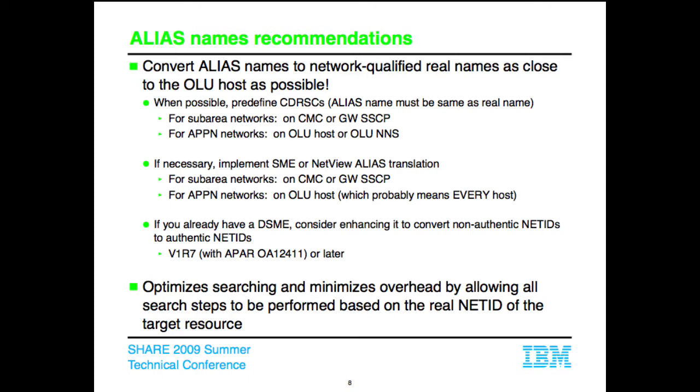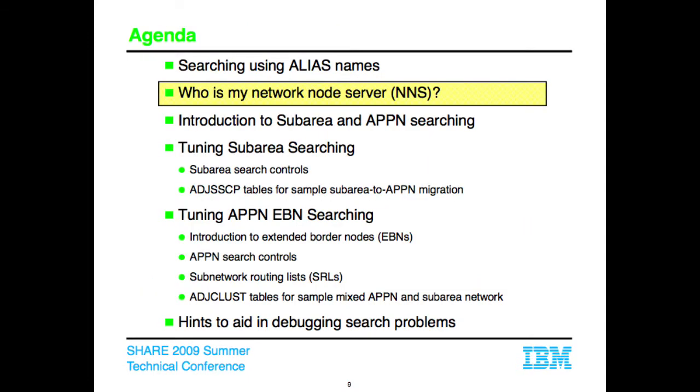So, by converting the alias name to a real name as close to the OLU host as possible, we give ourselves maximum possibility to use network-specific tables, which optimizes the searches for every possible resource. That's the end of the first topic that we're talking about.